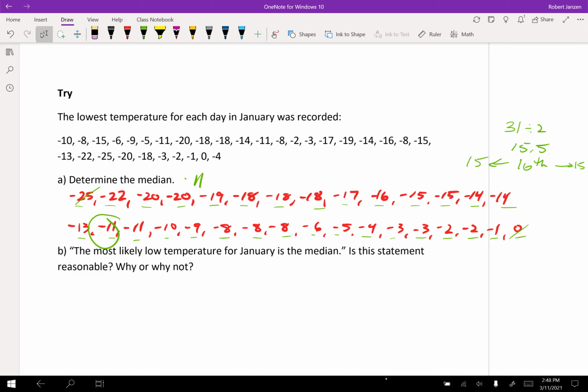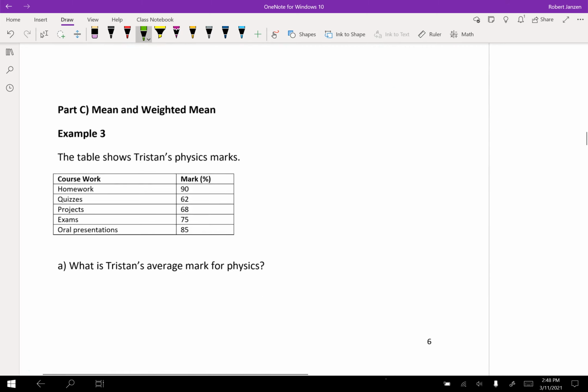We could say yes. Again, we could also say that this tells us that half of the temperatures are above and half are below. Okay, 50% are above -11 and 50% are below. All right.